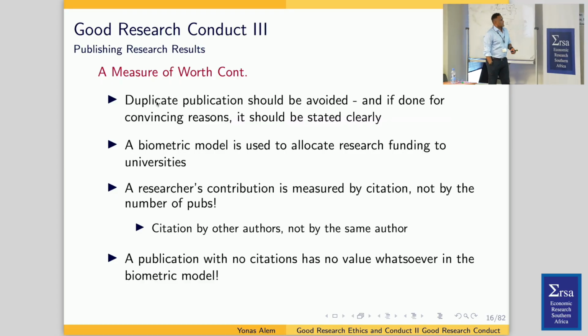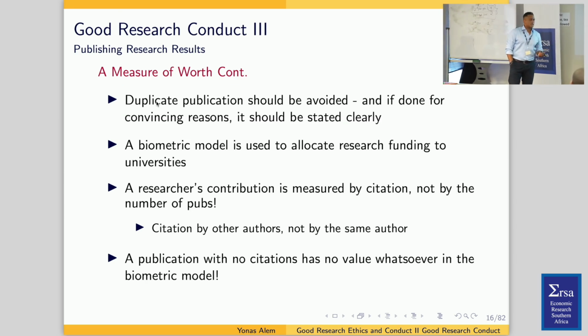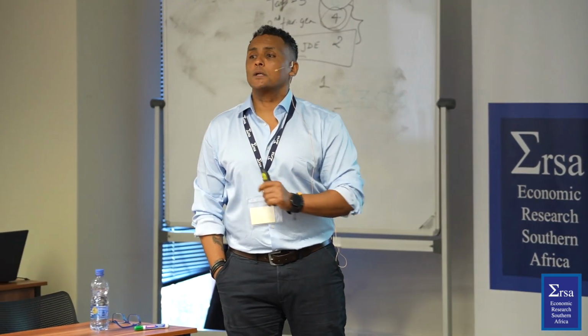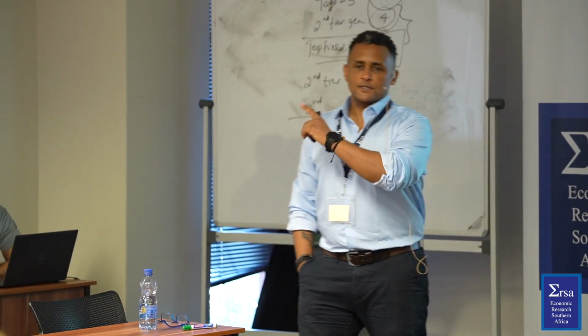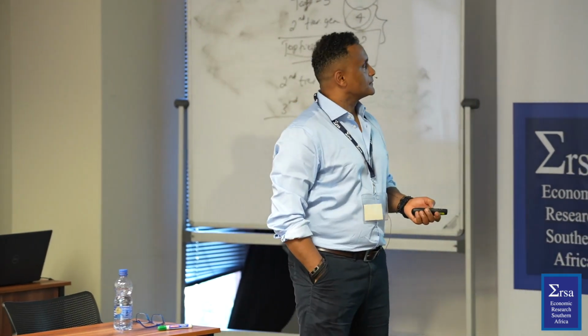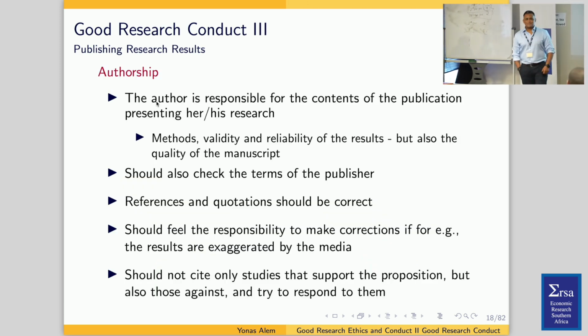But at the end of the day, if the publication doesn't have any value whatsoever in the bibliometric model, it doesn't have that much value if it's not cited. So citation is also important. If it's a good paper and published in a good journal, I promise you it will be cited. Co-authorship. This is a fun part.